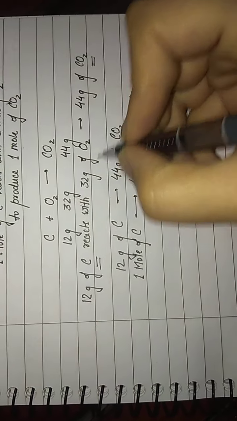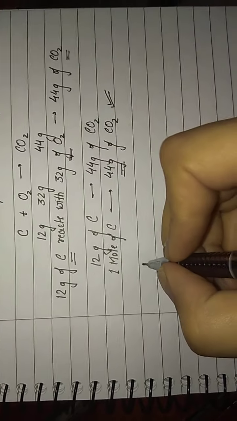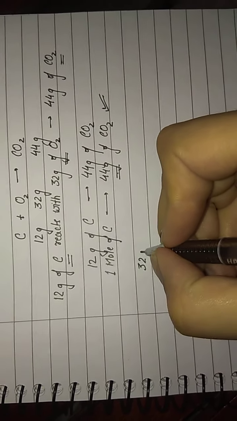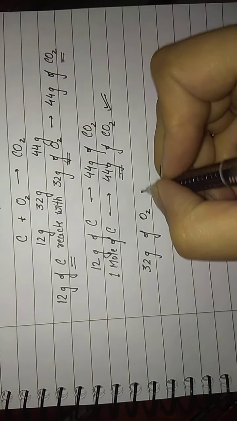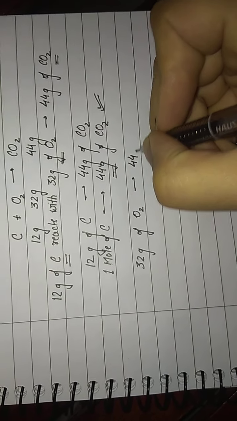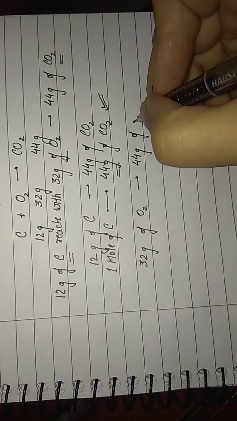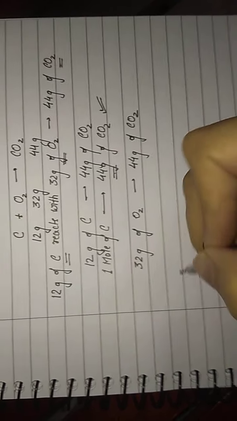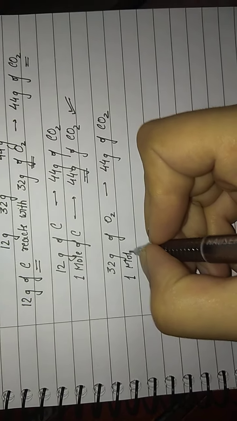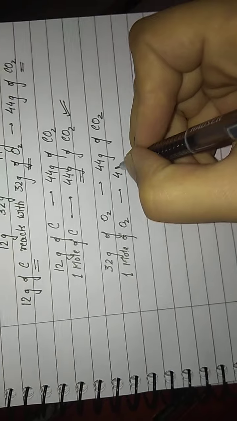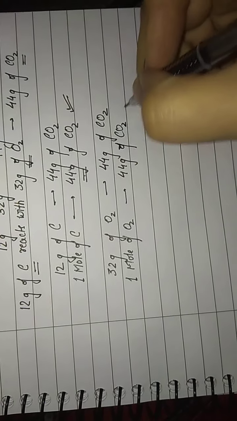Similarly, you can also relate oxygen with carbon dioxide. In that case, I would write 32 grams of dioxygen produces 44 grams of carbon dioxide. So I can also write 1 mole of dioxygen produces 44 grams of carbon dioxide.